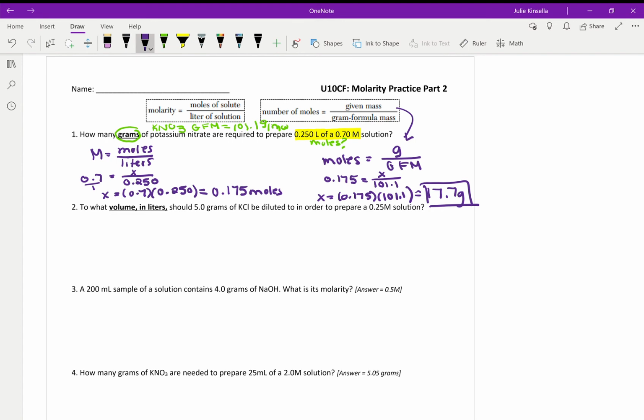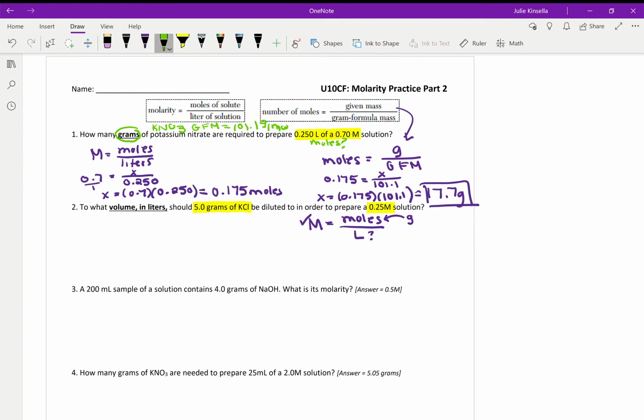Okay. So we did one solving for molarity. We did one solving for grams. So the last one I'm just going to practice with you is looking for volume. So in this one, I'm given 5 grams of KCl. I'm also given molarity, and I'm looking for volume. So when I look at this one, I know that eventually I'm going to need to use my molarity formula. Okay, this is what I'm going to be looking for. I'm given molarity, but I need to find moles. So the only way I can do that is to take my grams and get it into moles.